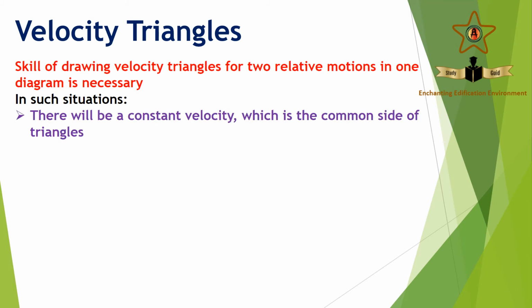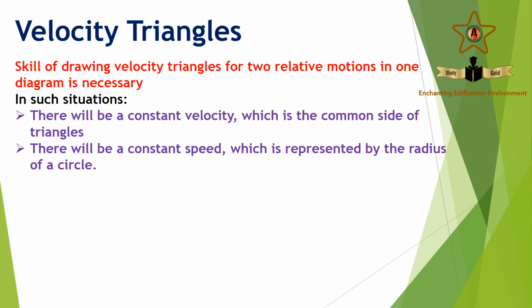In such situations, there will be a constant velocity, which is the common side of the triangles. So we are drawing two triangles. The common side will consist of the constant velocity of both of these relative motions. Then there will be a constant speed, that is, the speed is same but the direction changes, which is represented by a radius of a circle. So the easiest thing is to start with the velocity triangle using the common side. We draw the common side at the beginning.